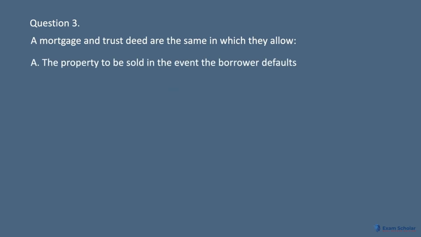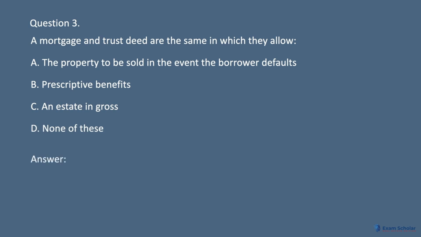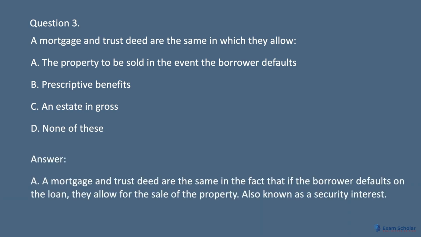Question 3. A mortgage and trust deed are the same in which they allow A. The property to be sold in the event the borrower defaults. B. Prescriptive benefits. C. An estate in gross. D. None of these. Answer. A. A mortgage and trust deed are the same in the fact that if the borrower defaults on the loan, they allow for the sale of the property. Also known as a security interest.